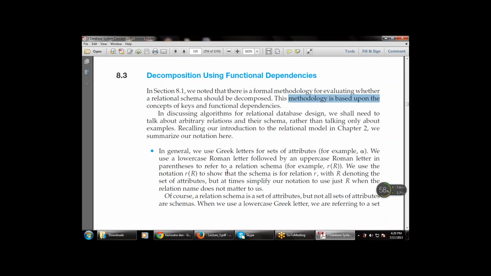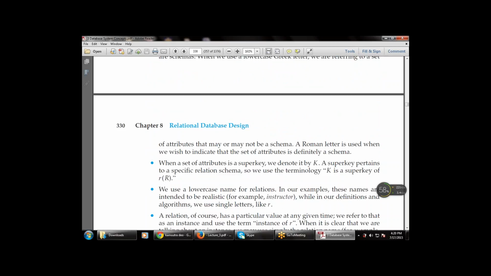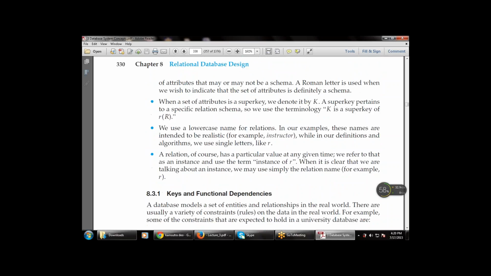In discussing the algorithm for relational database design, we need to talk about arbitrary relations and their schemas. In general, we use Greek letters for sets of attributes, for example alpha, beta, and gamma. We have discussed this. Then there is a super key, alpha, and then gamma. Then we have discussed the keys and the functional dependencies, that is, what the various keys are and what the various functional dependencies on the keys are.